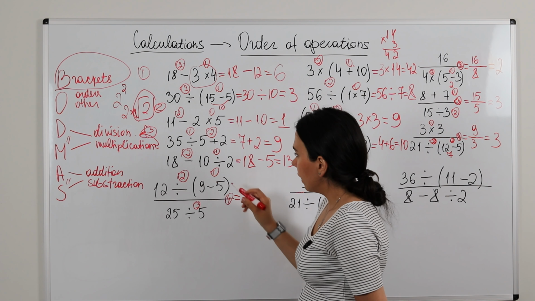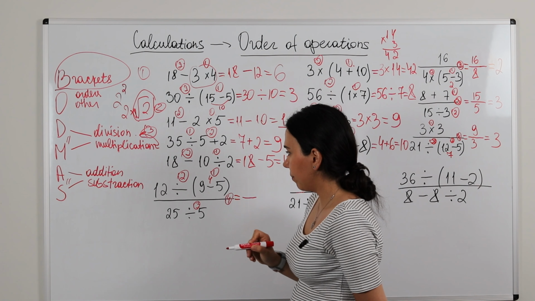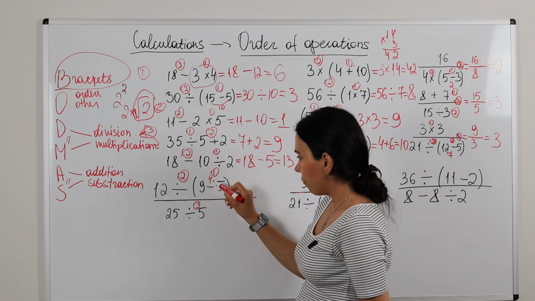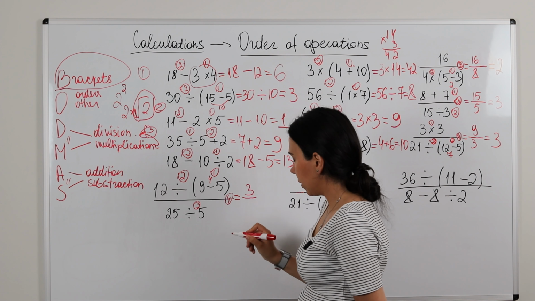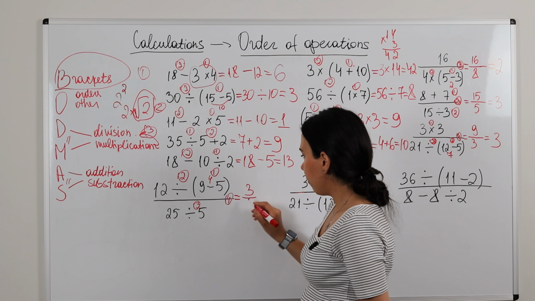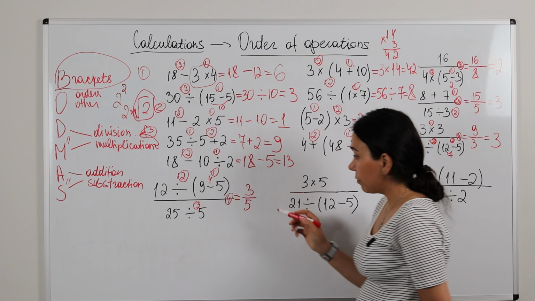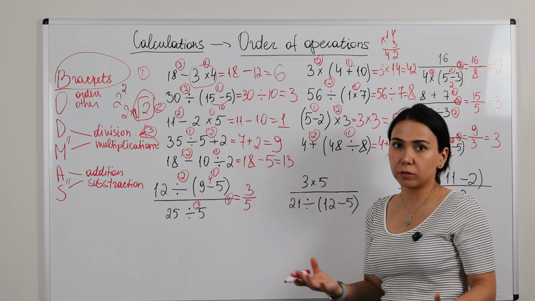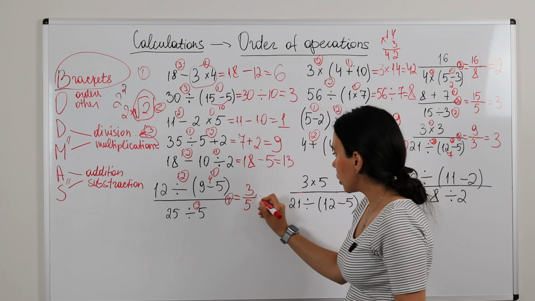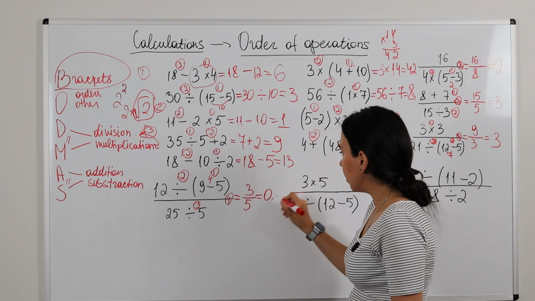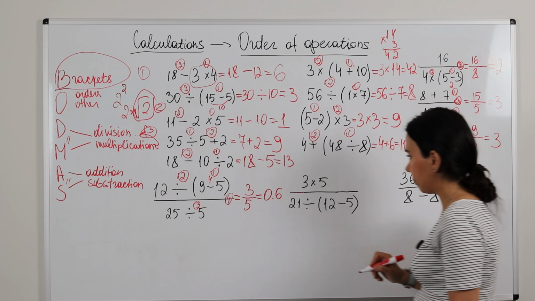What do we have here? 9 minus 5 equals 4. 12 divided by 4 equals 3. 25 divided by 5 equals 5. 3, when we divide 3 by 5, it doesn't give us a whole number. So we can leave it as a fraction, or we can leave it in decimals, which would be 0.6.